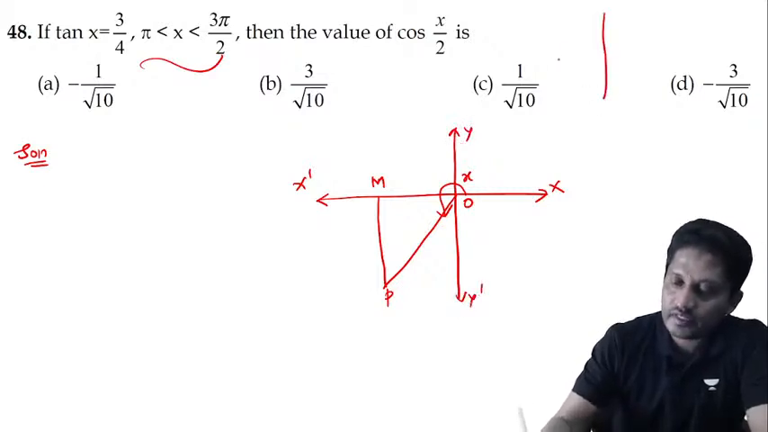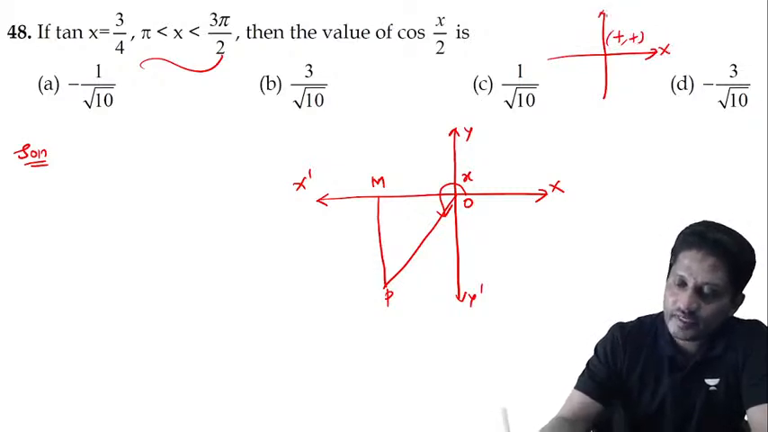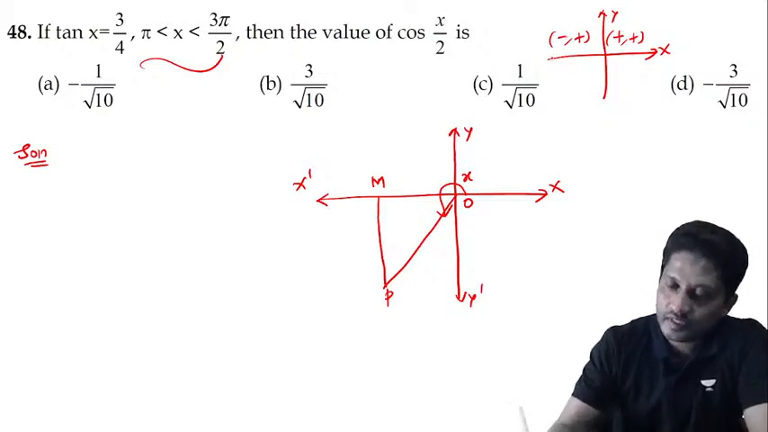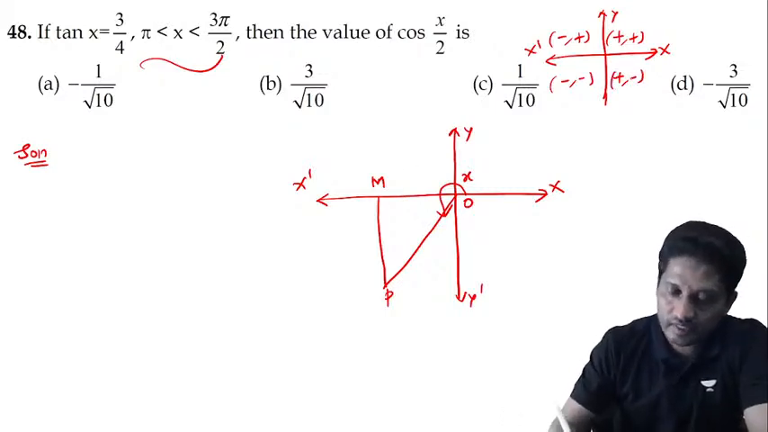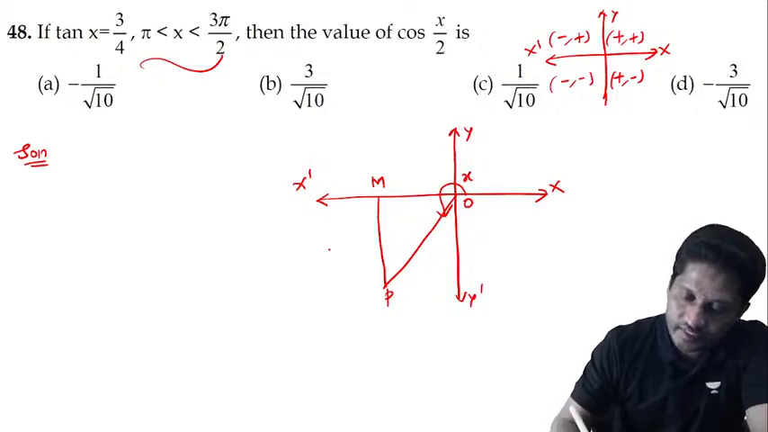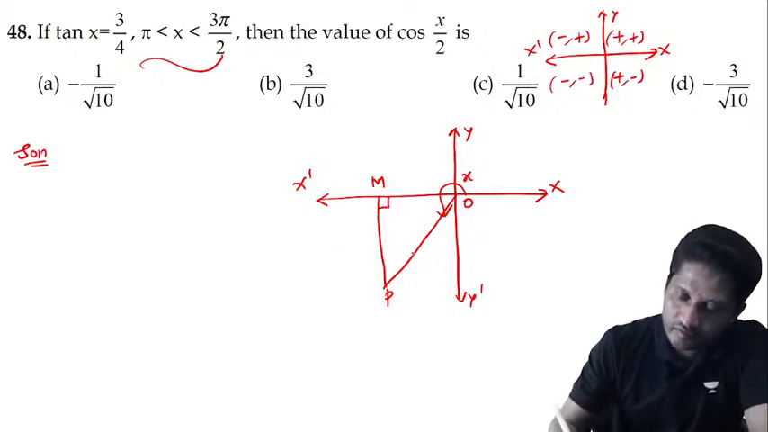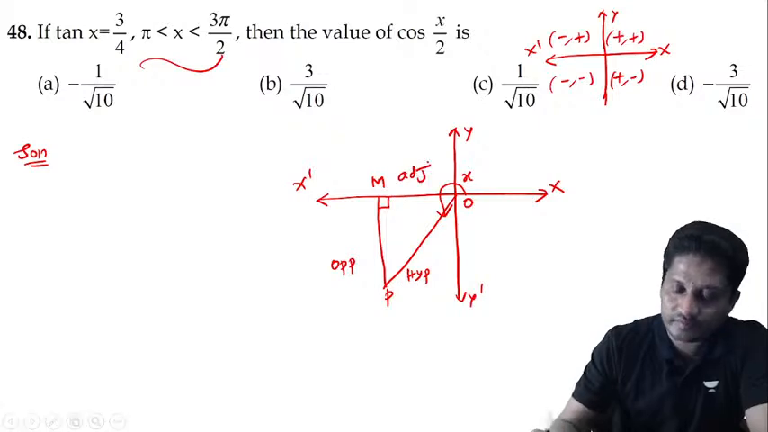If I take the first quadrant, this is plus plus, x is positive, y is positive. If I take the second quadrant, this is minus plus, x is negative, y is positive. If you take the third quadrant, this is minus minus, x is negative, y is negative. And if I take this, this is plus minus, x is positive, y is negative. Okay, since this is the third quadrant, opposite to 90 is always the hypotenuse. Opposite to the angle will be the opposite side. This is adjacent or base.